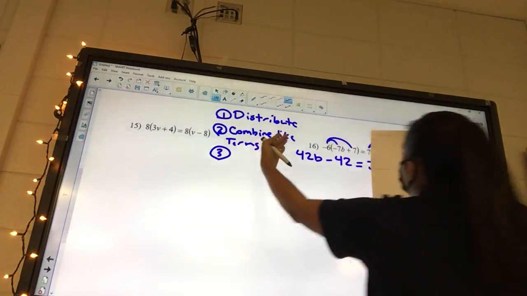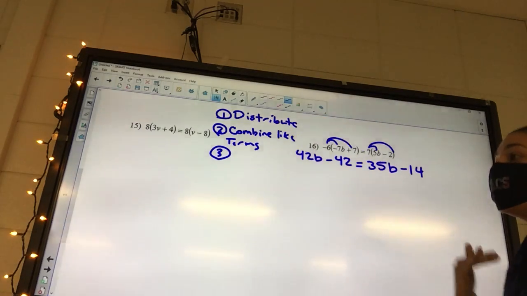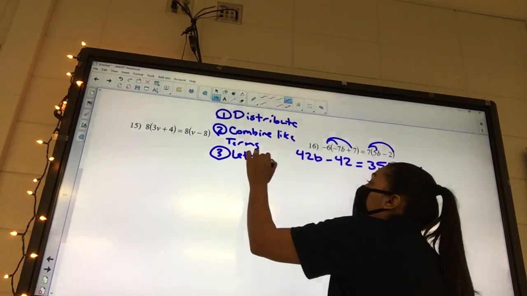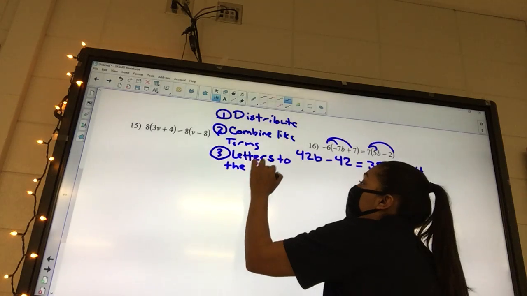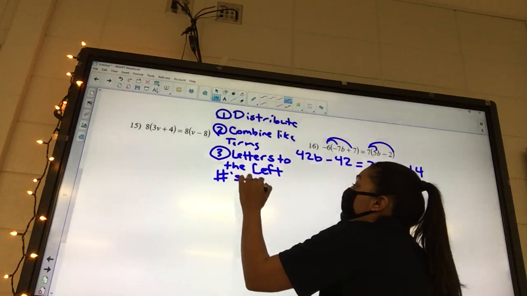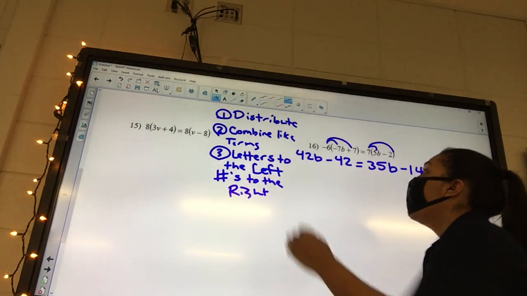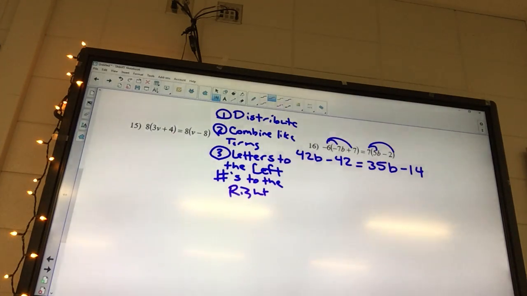So is there anything to combine on this side? No, ma'am. What about this side? No, so we can skip that step. And then our step 3 is that the letters and the numbers switch sides. Letters to the left, and numbers to the right. So 42b, is that a letter or a number? It's a letter, and it's on the left. So does it stay or get moved? It stays.